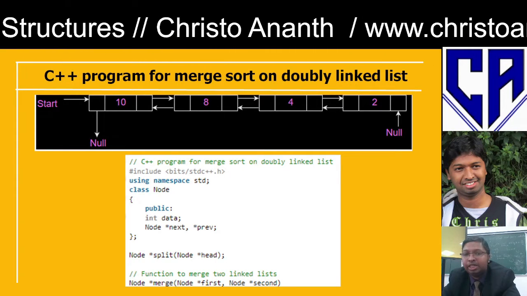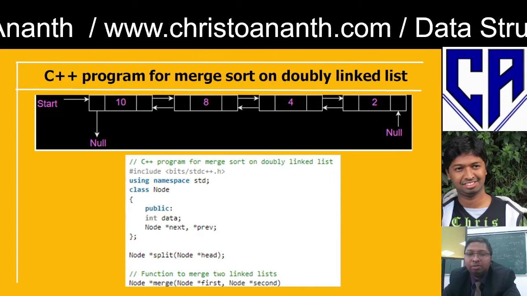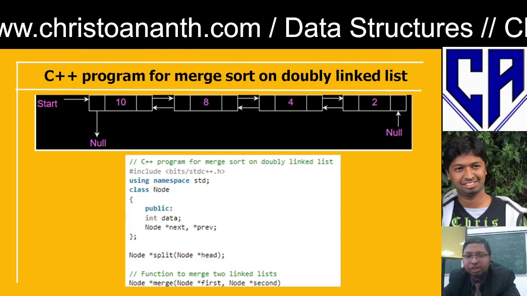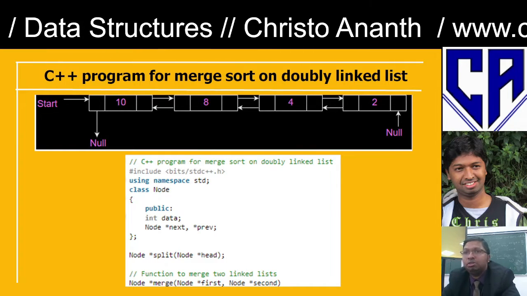Then you have public data type in data, node next previous. The node split, you'll have node head. Then you have a function to merge the two linked lists. So you have node merge, node first and node second.